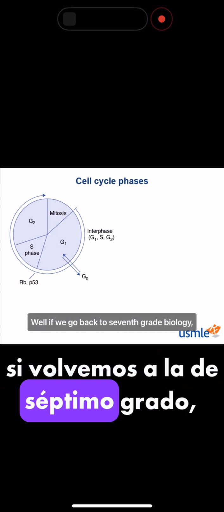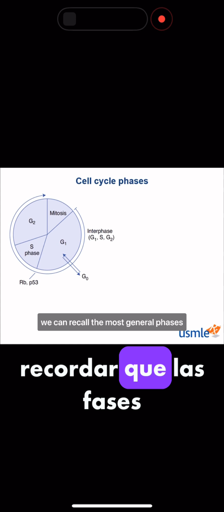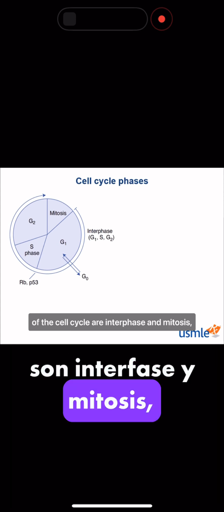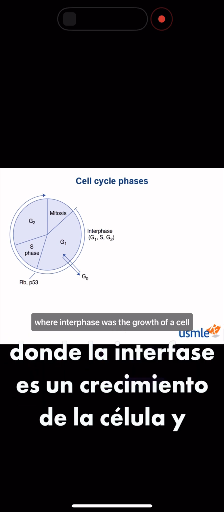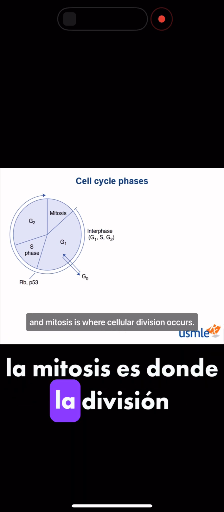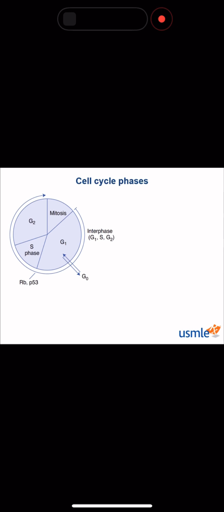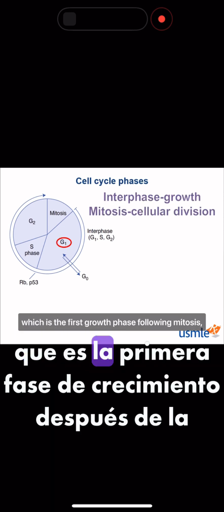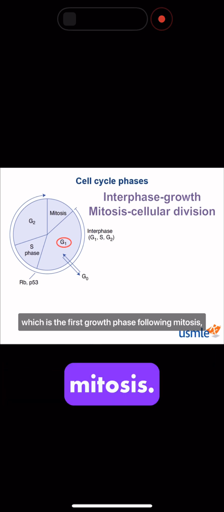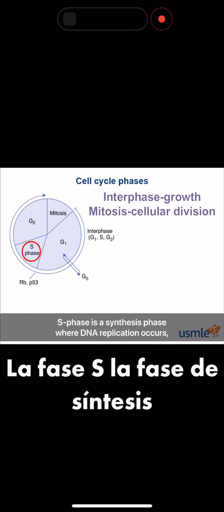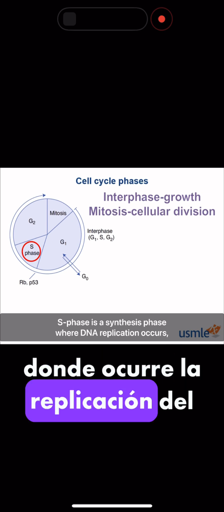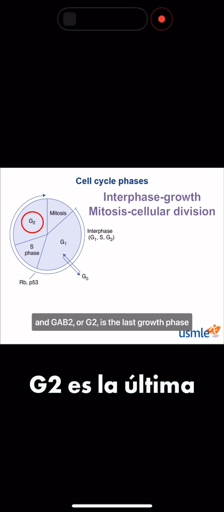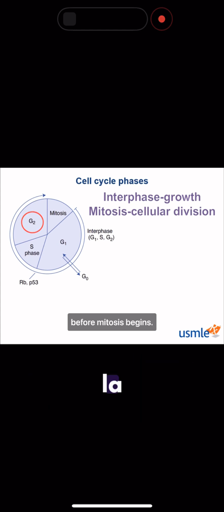Well, if we go back to 7th grade biology, we can recall the most general phases of the cell cycle are interphase and mitosis, where interphase is the growth of a cell and mitosis is where cellular division occurs. Interphase consists of GAP1 or G1, which is the first growth phase following mitosis. S phase is a synthesis phase where DNA replication occurs, and GAP2 or G2 is the last growth phase before mitosis begins.